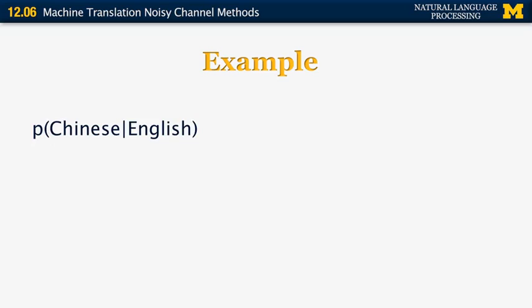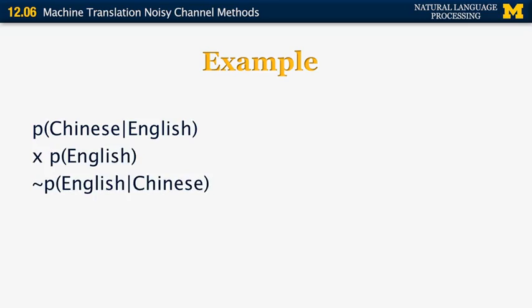We want to find, for every English sentence, the probability of the Chinese sentence given the English sentence, multiply it with the probability of the English sentence, and that is going to give us an estimate of the probability of the English given the Chinese.